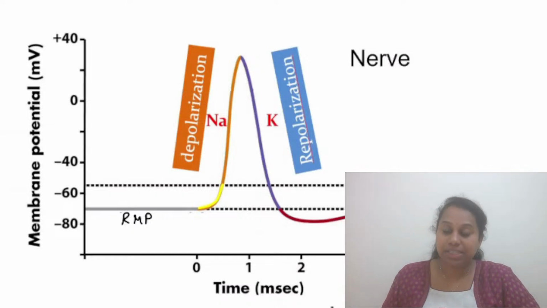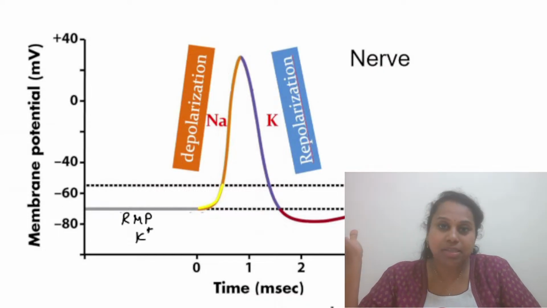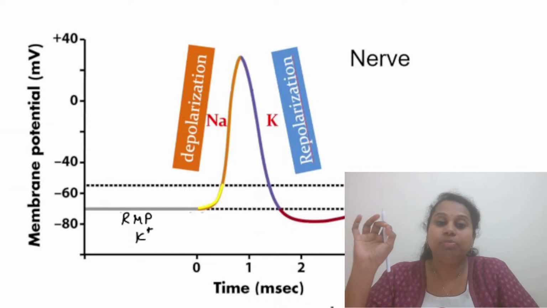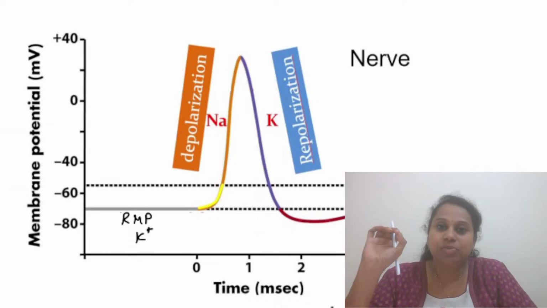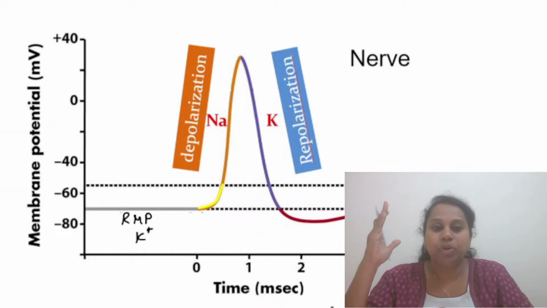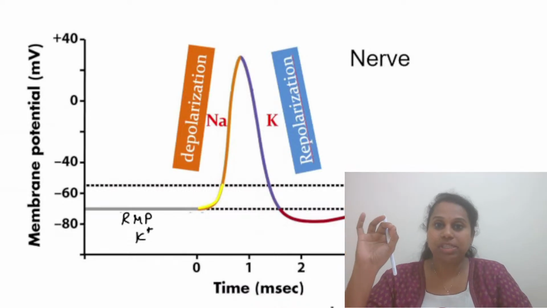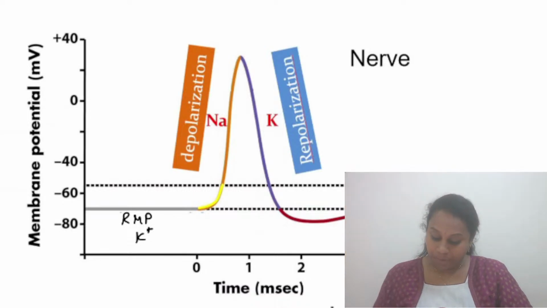First, it is at rest. And RMP is mainly due to potassium ion concentration, because at rest all channels in the cell will be closed. Only the potassium channel will be open. So only potassium can move. That is why RMP depends on potassium ion concentration, because at rest only potassium channels are open. The cell is most permeable only to potassium.